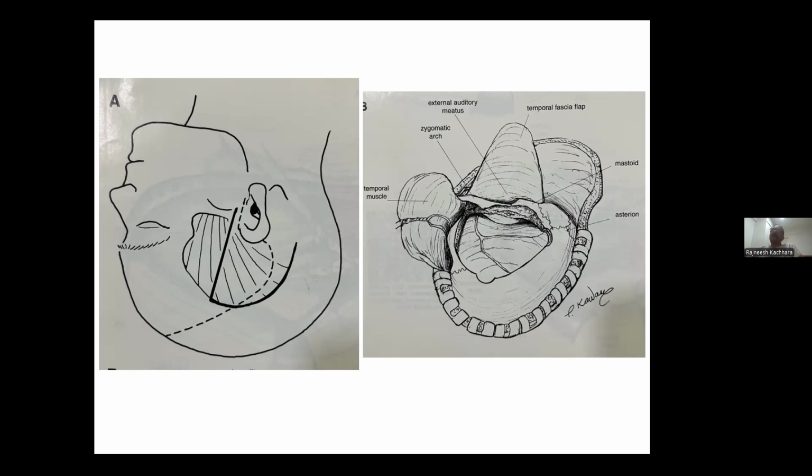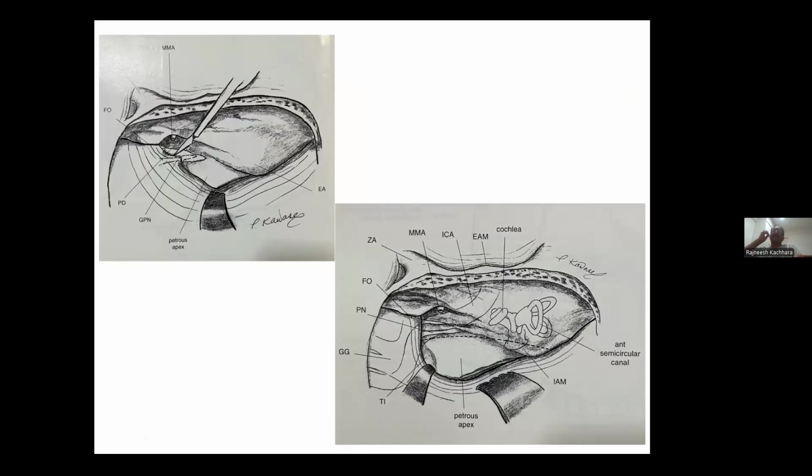So once this bone flap is removed, in this picture, you can see the temporal fascia flap is taken separately and the temporal muscle is reflected anteriorly. So there is nothing in between the approach and the temporal muscle. Once the bone flap is removed, you can reflect the dura. Extradurally, you can access the middle fossa.